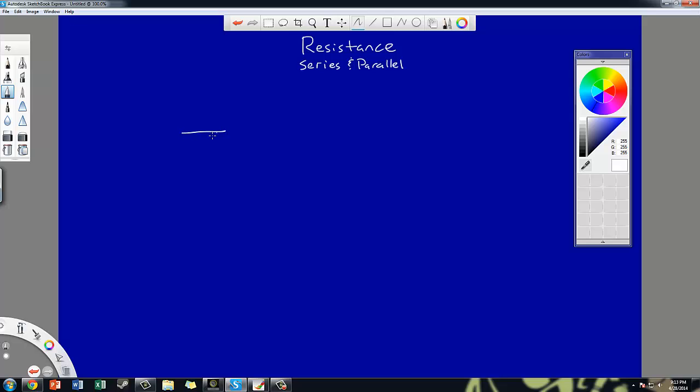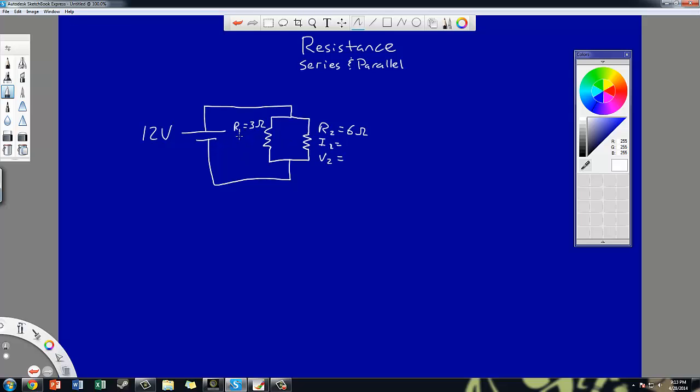Solving now for resistors that are in parallel. I'm going to keep it simple. We'll just have two resistors in a parallel circuit. We'll call this 12 volts. Resistor number 1 is 3 ohms. Resistor number 2, 6 ohms. I'm going to solve for the current in each of those and the voltage in each.